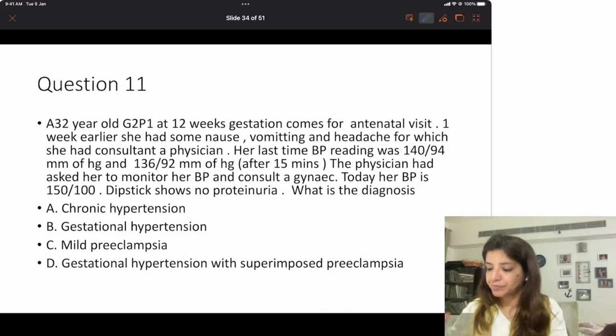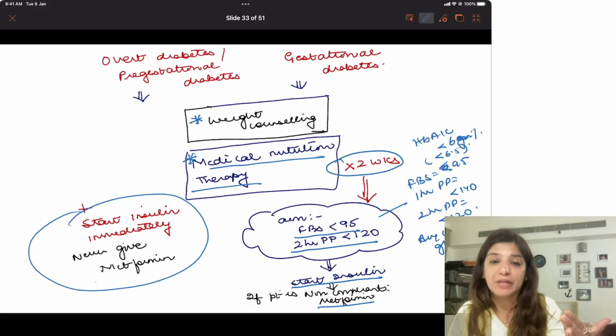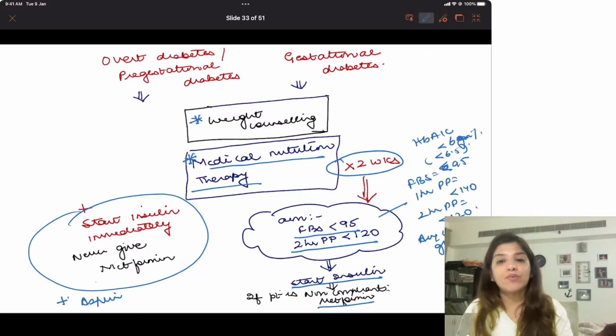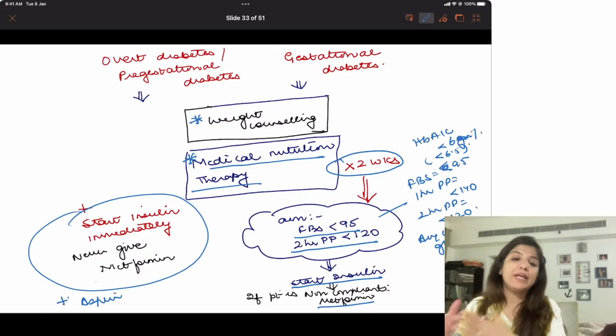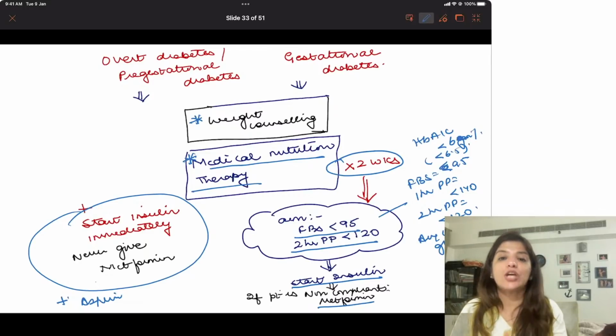Now, along with this, in case of overt diabetes, because overt diabetes is a risk factor for PIH, you will also give aspirin. Why are you giving aspirin? To prevent preeclampsia or PIH from happening. So this is how you manage an overt diabetic patient. The moment you diagnose that the patient has overt diabetes: weight counseling, medical nutrition therapy, start insulin immediately, never give metformin, and give aspirin also.